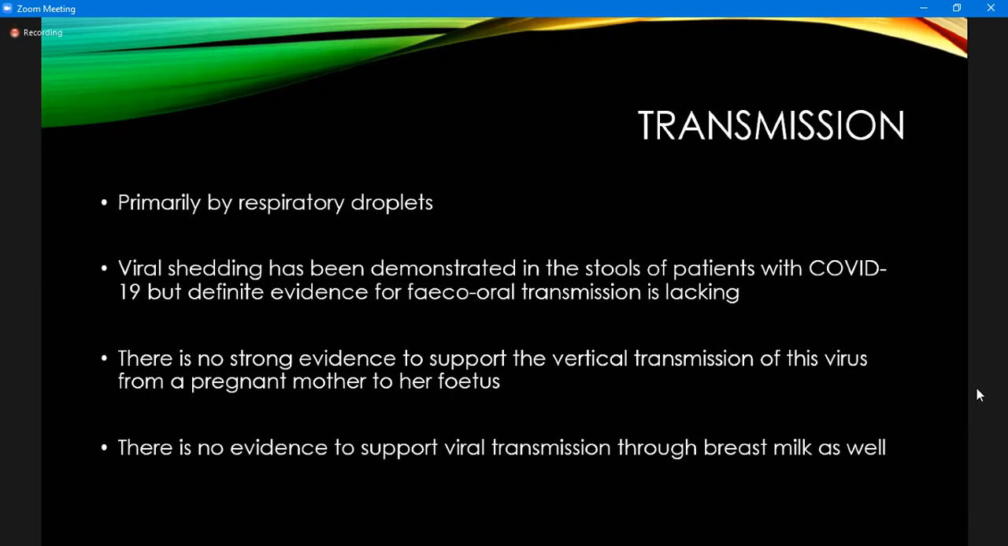There's no strong evidence to support vertical transmission of this virus from a pregnant mother to her fetus. You all would have heard that there was a news item saying that a newborn on day 1 had been infected with corona, but it was later found that the IgM was positive, but the PCR was negative. So this is probably the transmission of antibodies from the mother rather than the child getting the infection itself. There's no evidence to support viral transmission through breast milk as well so far.